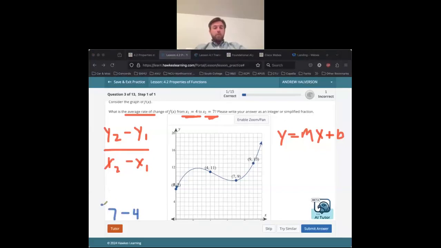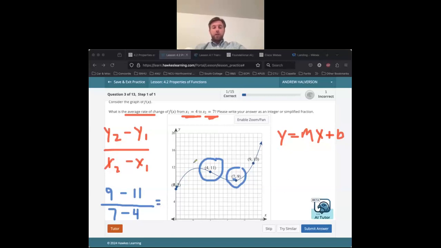What goes in the top for this problem? What's my y2 and my y1? Let me start with, what's my y2 associated with an x2 value of 7? 9. Yes. We're given the ordered pairs. So 9 is definitely my y2 value because it's paired with the 7, which is my x2 value. And what's my y1 value? 11. And so then you just find that slope.